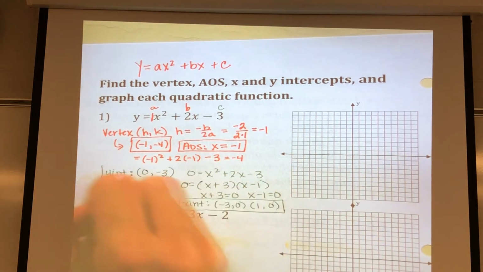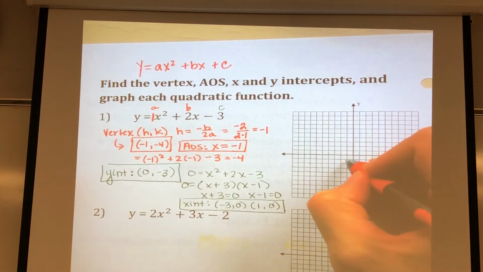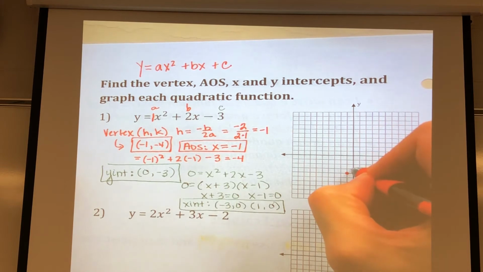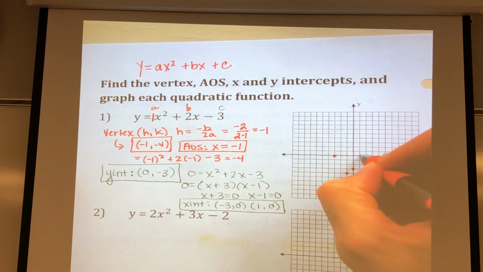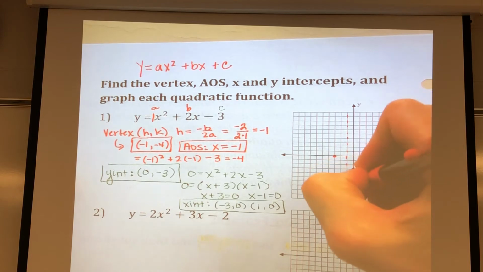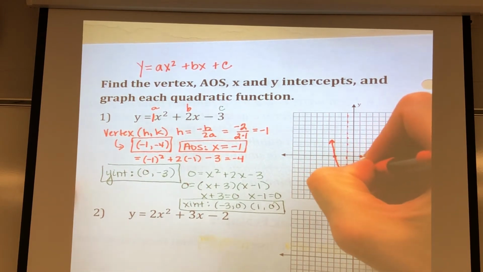So after you get those 4 pieces of information, then you want to go and put them all on the graph. So I'm going to graph my vertex (negative 1, negative 4), (0, negative 3), (negative 3, 0), (1, 0). And then your axis of symmetry is an imaginary line that goes right through the middle. Your parabola should be symmetric on either side of that line.